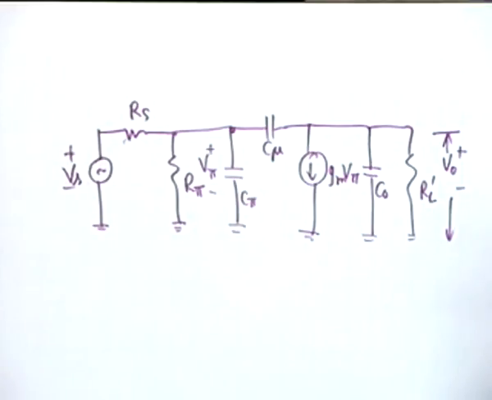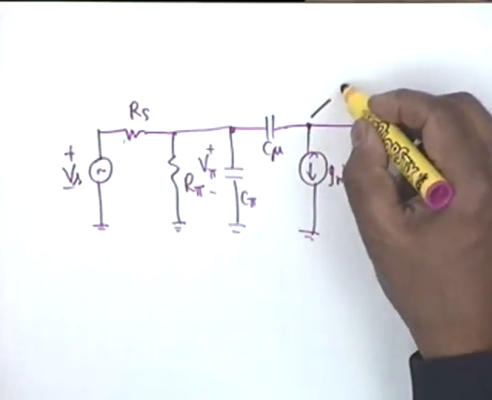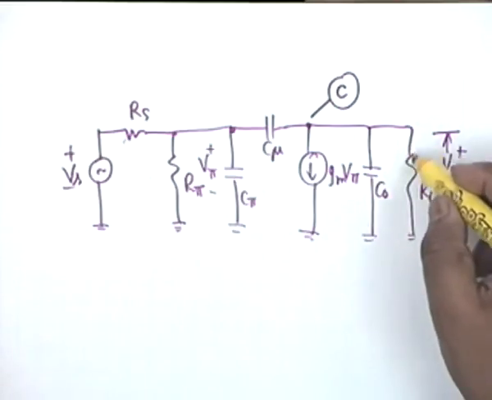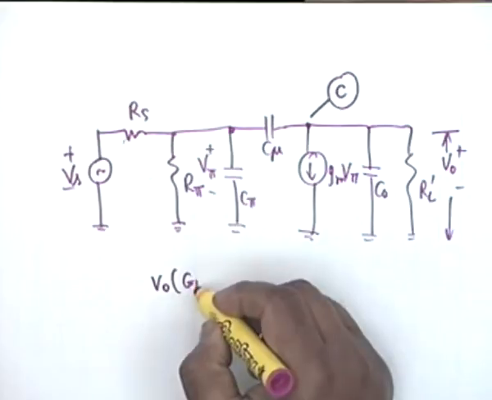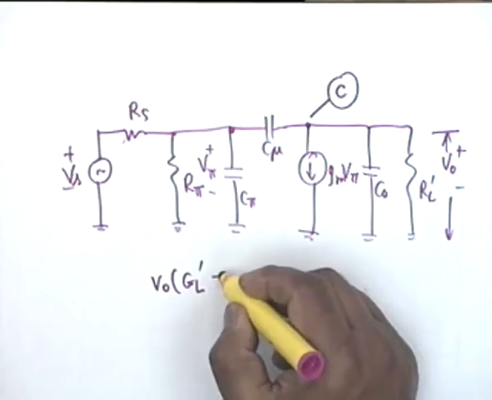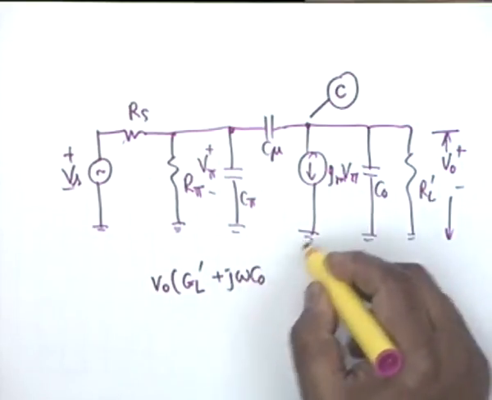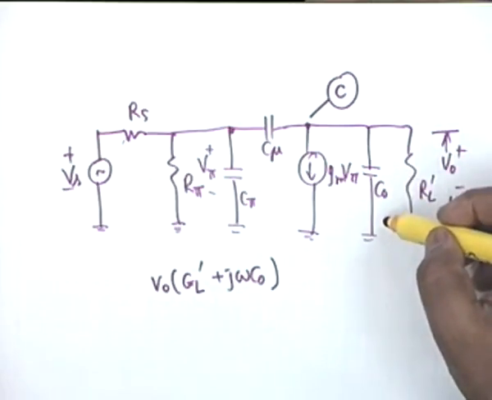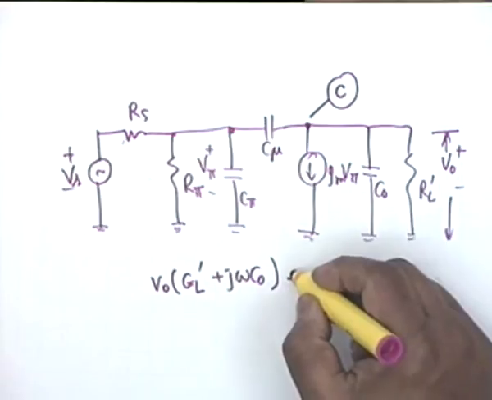Now you see we have only to write two node equations. One of them is here and the other is here. First, let's consider what happens at the output. Let's write the node equation at the collector node. Then you see the current through RL prime is V0 GL prime. Okay. Current through C0 is j omega C0 V0. Okay. This takes care of the current through this and current through this. Then there is a current GM V pi.